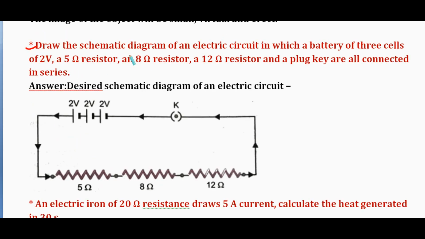Now the question: draw the schematic diagram of an electric circuit in which a battery of 3 cells of 2 volt, a 5 ohm resistor, 8 ohm resistor, 12 ohm resistor, and plug key are all connected in series. These are the batteries of 2 volts, and the number of batteries is 3. So this is plus and this is minus. This is the plug key, and this is 5 ohm, 8 ohm, and 12 ohm, all are connected in series. So it is the desired schematic diagram of the electrical circuit.